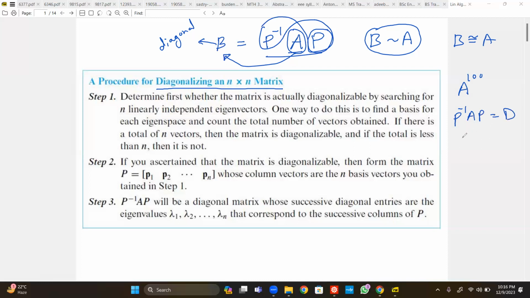And what we can do is simply take 100 as the power on both sides. So what we have is P inverse AP, P inverse AP, and so on. And on the right hand side, we just have D to the power 100. Now, as you can see, all these pairs of P's and P inverses get cancelled out, those in between the string, except the first one and the last one. So finally, what we get is P inverse.